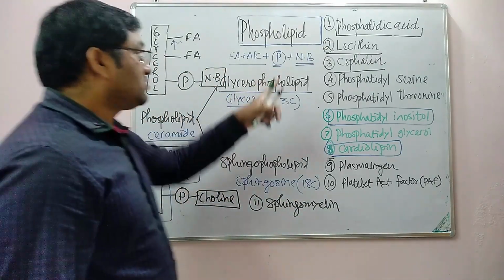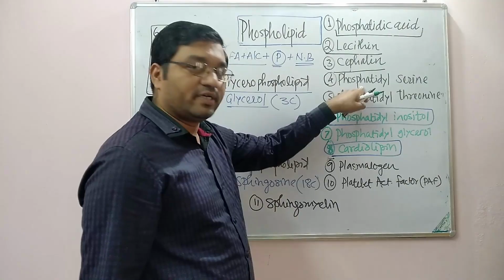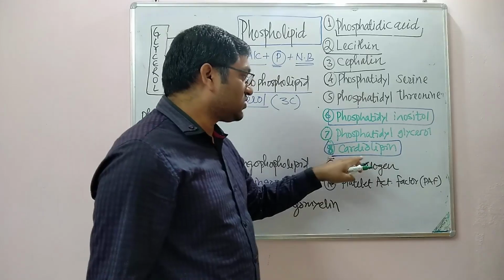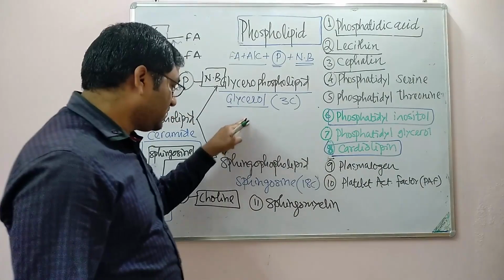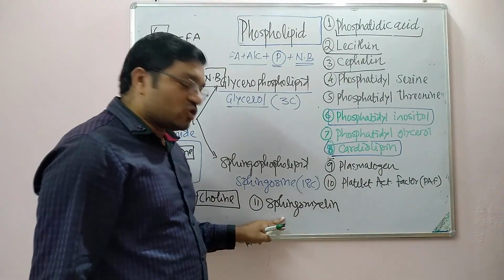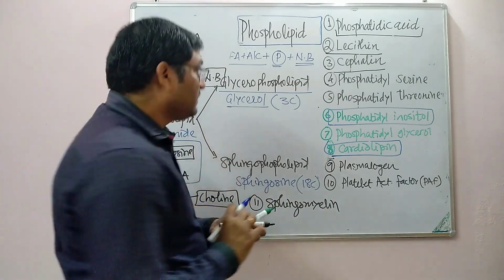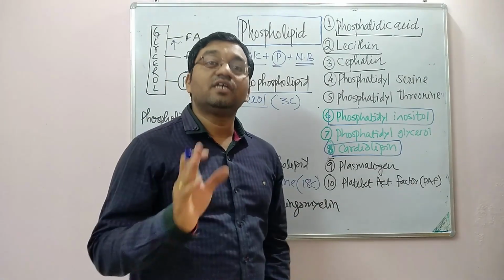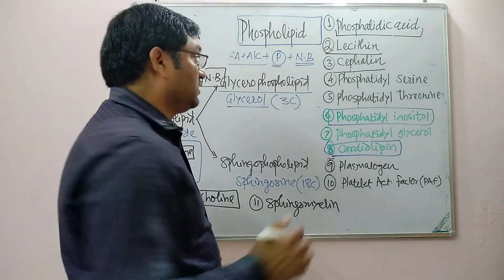So these are the examples of phospholipids: phosphatidic acid, lecithin, cephalin, phosphatidylserine, phosphatidylthreonine, phosphatidylinositol, phosphatidylglycerol, cardiolipin, plasmalogen and platelet activating factor. These are the glycerophospholipids, and this one is the sphingophospholipid, that is sphingomyelin. These glycerophospholipids are again divided into nitrogen base containing, non-nitrogen base containing and ether linkage containing.